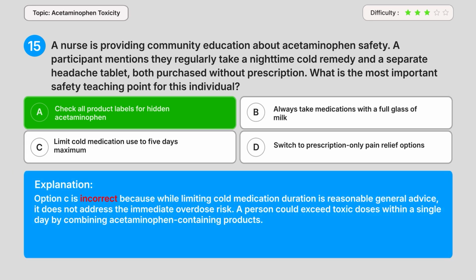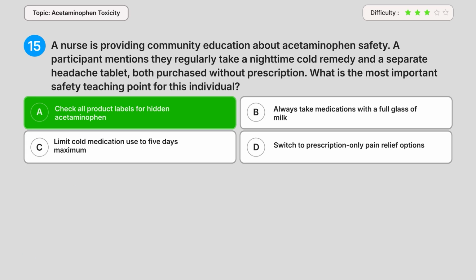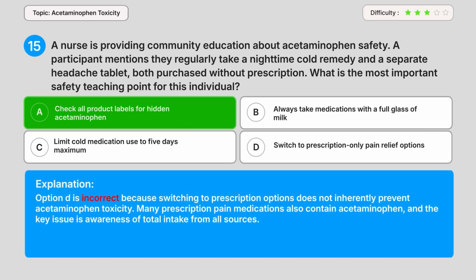Option C is incorrect because while limiting cold medication duration is reasonable general advice, it does not address the immediate overdose risk. A person could exceed toxic doses within a single day by combining acetaminophen-containing products. Option D is incorrect because switching to prescription options does not inherently prevent acetaminophen toxicity. Many prescription pain medications also contain acetaminophen, and the key issue is awareness of total intake from all sources.